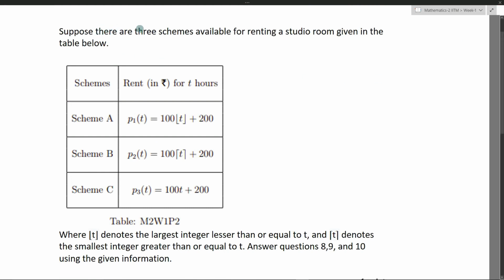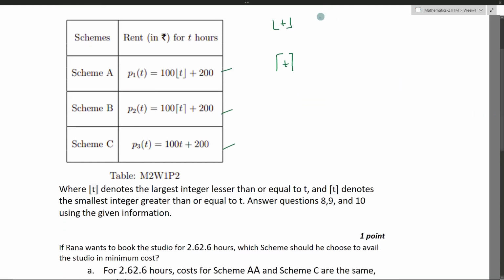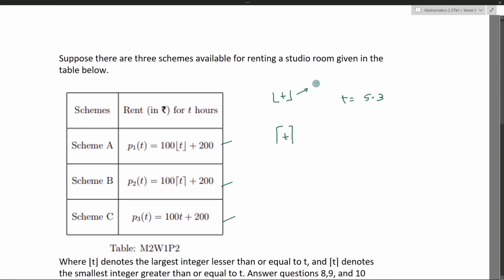Suppose there are 3 schemes available for renting a studio room given in the table below. We have 3 different equations. So this is the floor function and this is the ceiling function, right? The floor gives us the largest integer less than or equal to, and the ceiling gives the smallest integer greater than or equal to. For example, if t is 5.3, the floor gives the value 5 and the ceiling gives the value 6.